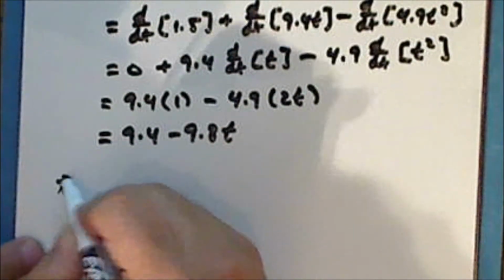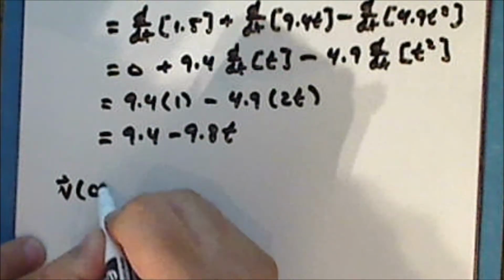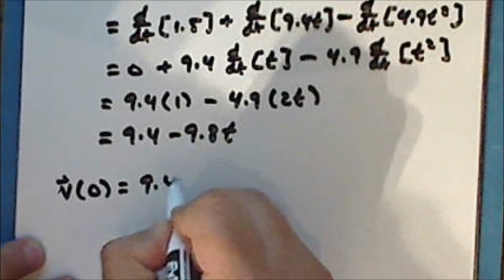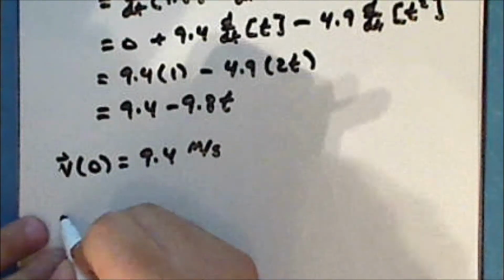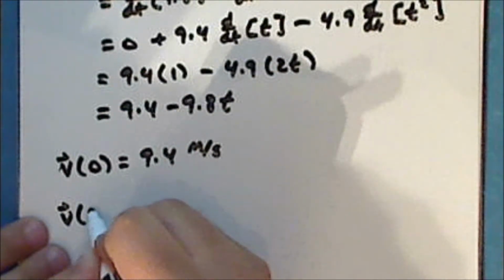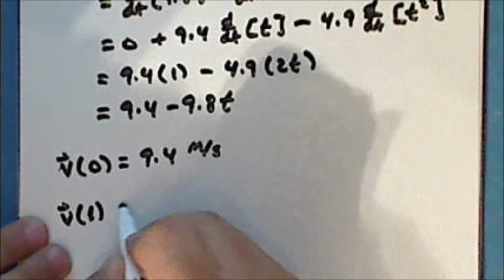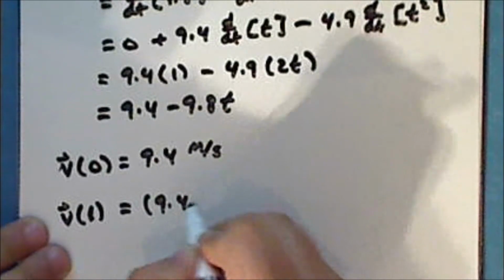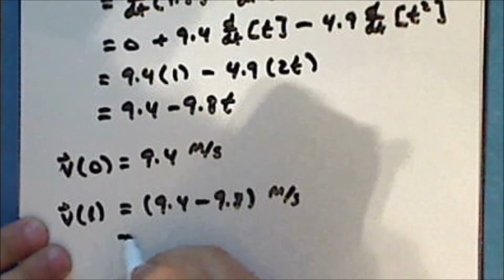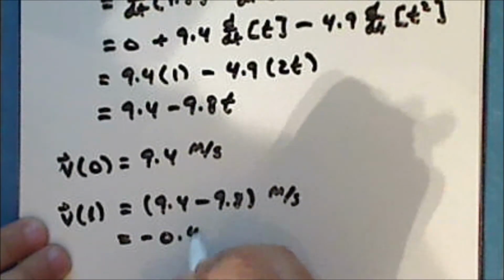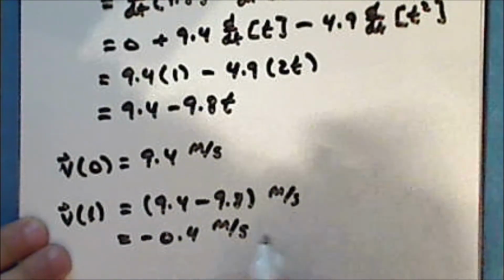And so the instantaneous velocity of the particle at the time t equals 0 is 9.4 meters per second. And the instantaneous velocity of the particle at the time t equals 1 second is 9.4 minus 9.8 meters per second, or negative 0.4 meters per second.